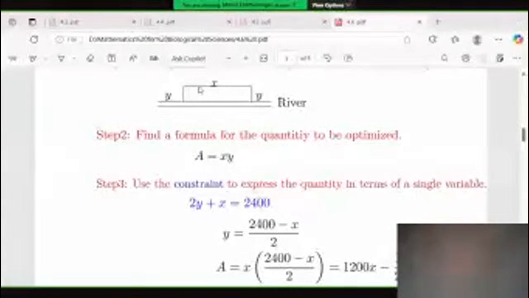So the smallest possible x value is 0. x cannot be negative because it is a length. And the largest possible x value is 2,400. If x is 2,400, y will be 0. It's like a very flat rectangle. It will be stretched along the river. Again, in that case, area will be 0.